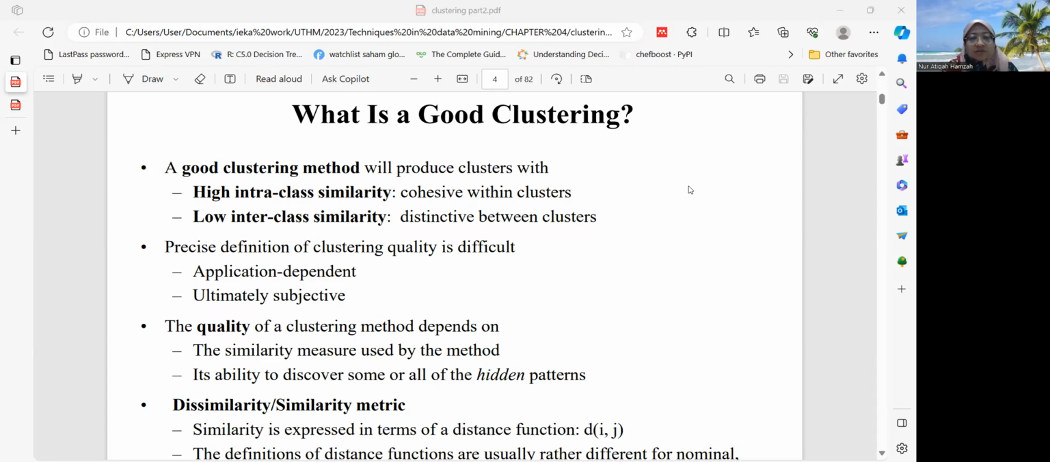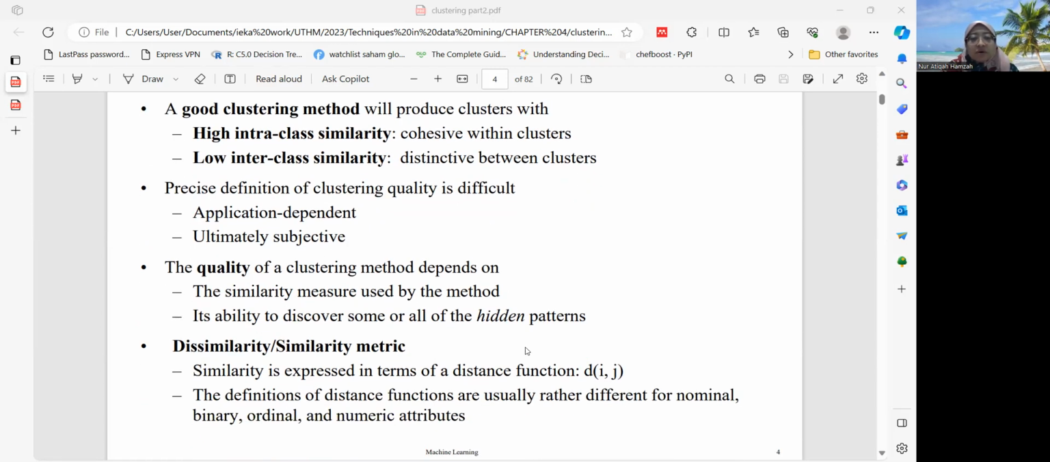Precise definition of clustering quality is difficult because it is application dependent and ultimately subjective. So the quality of a clustering method depends on the similarity measure used by the method and its ability to discover some or all of the hidden patterns. This similarity metric is expressed in terms of a distance function. The definition of distance functions is usually rather different for nominal, binary, ordinal, and numeric attributes.